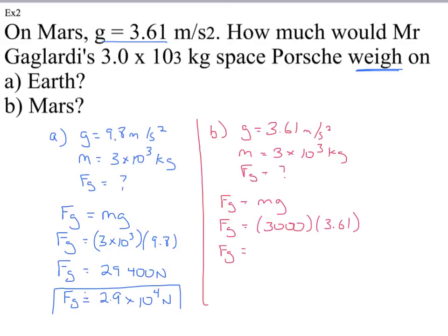We go ahead and calculate that, and we're getting 10,830 newtons. And again, for significant digits, I suppose we would round this. We'd say 1.1 times 10 to the 4 newtons, something like that. So it weighs significantly less. It's about a third. Things weigh about a third on Mars as what they do on Earth.